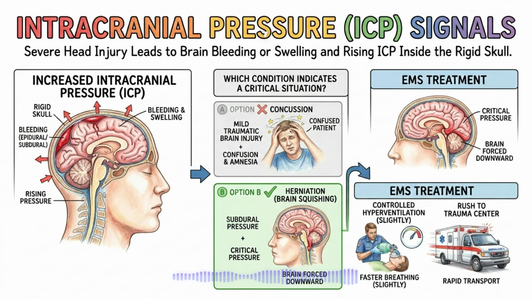However, epidural and subdural hematomas involve actual bleeding inside the skull, which rapidly builds pressure that squishes the brain tissue downward toward the spinal cord. Recognizing increasing intracranial pressure is vital, as it requires you to hyperventilate the patient slightly and rush them to a trauma center.